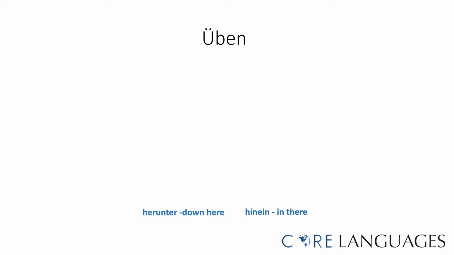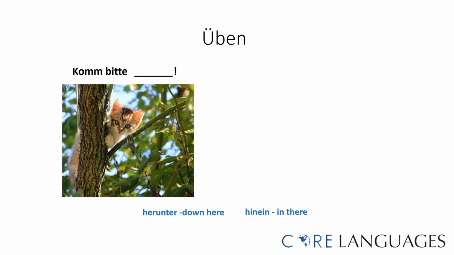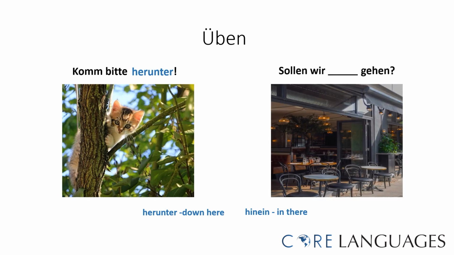And how about these two examples? Look at the pictures and sentences and choose between herunter, down here, and hinein, in there. Komm bitte herunter. Please come down here. Sollen wir hineingehen? Shall we go in there, or shall we go inside?